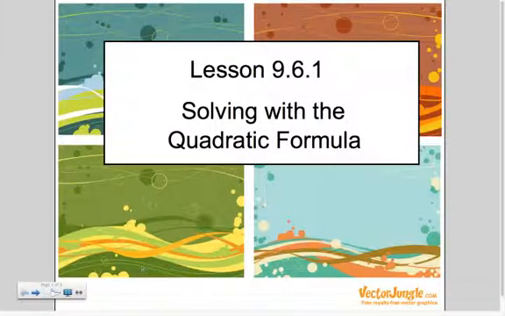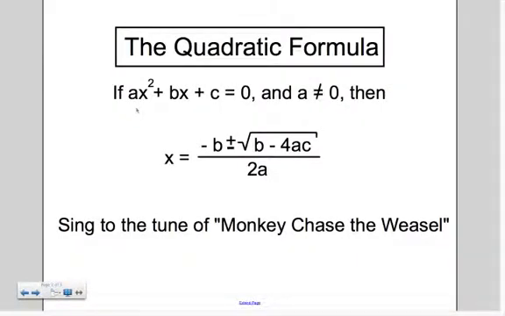Today we're going to be looking at solving with the quadratic formula. Now this looks a bit odd. It's a very large formula. If A, that's the leading coefficient, B is the linear coefficient, and C is the constant. If you have those three, A, B, and C, in standard form here, notice equals 0, not Y.